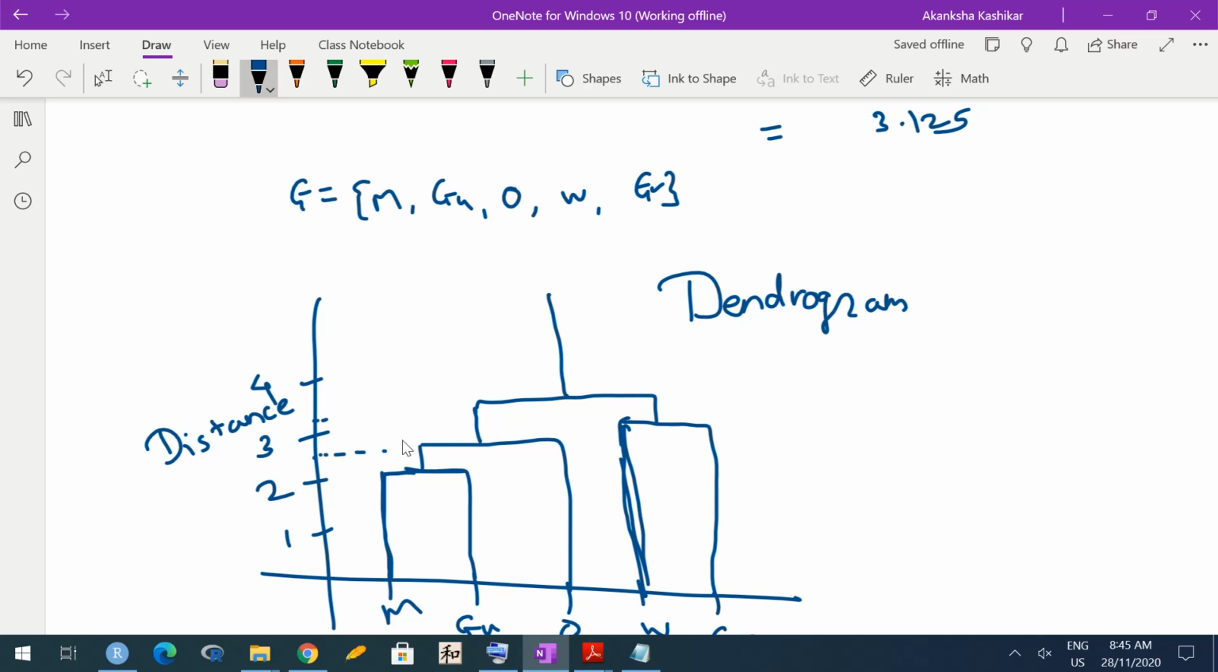Now, after drawing this dendrogram, you decide what distance level is acceptable to you. Suppose for you only this much distance within a group is acceptable. Then you say, okay, mango and guava, let them be in one group, but everything else is separate. So this is 1, 2, 3, 4. That is, we'll get 4 groups. So this is how hierarchical clustering works.